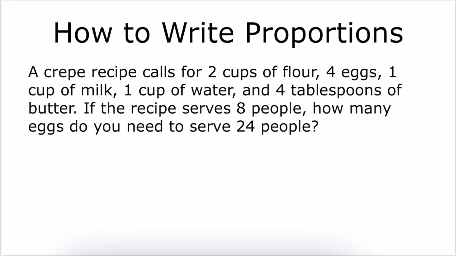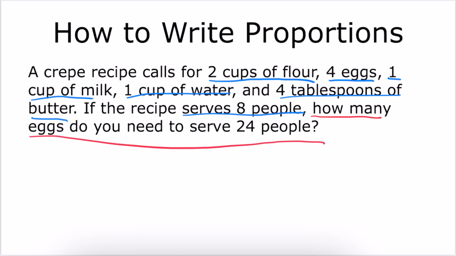For example, let's say that we have a crepe recipe that calls for 2 cups of flour, 4 eggs, 1 cup of milk, 1 cup of water, and 4 tablespoons of butter. If the recipe serves 8 people, how many eggs do you need to serve 24 people? So in this case, we're given a lot of different pieces of information. We know that the recipe has 2 cups of flour, 4 eggs, 1 cup of milk, 1 cup of water, and 4 tablespoons of butter. We also know that the recipe serves 8 people. And the question is how many eggs do we need to serve 24 people?